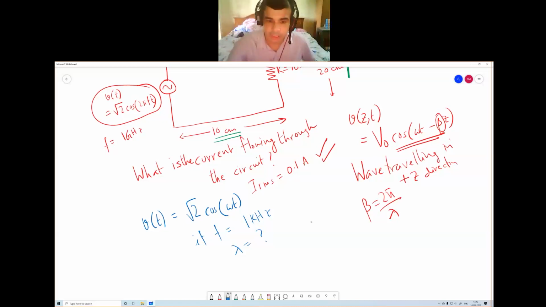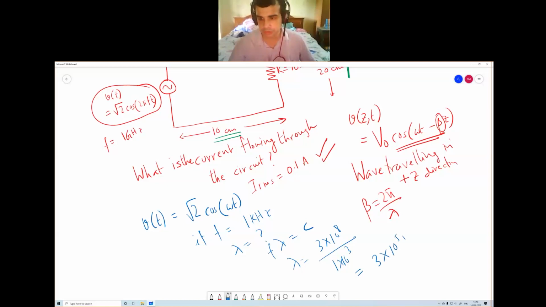Okay, so F, this is 300 meters, fine? Because, as he rightly said, F into lambda is C. So lambda would be 10 to the power 8 by F, where F was 1 kilohertz. So actually it's much more than that: 3 into 10 to the power 5 meters, or 300 kilometers.